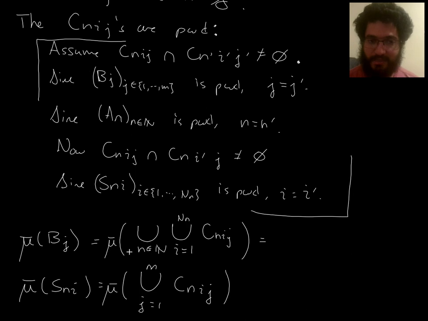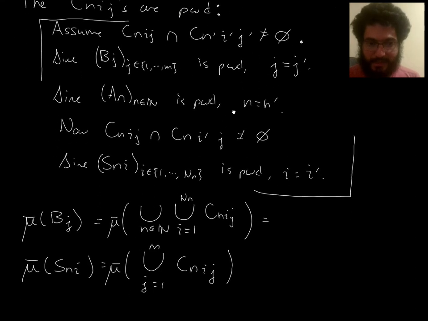Mu bar is the additive extension of mu. So I guess I'm using the additivity of mu bar. So here's a finite union of disjoint things in S. That's why it was important to know that these are disjoint and in S, so that I can now do this.